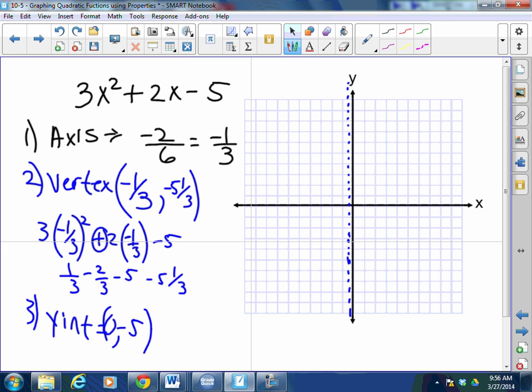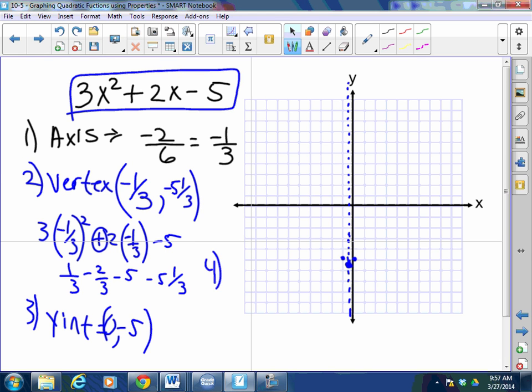So negative 5 1/3 would be 1, 2, 3, 4, 5, and a third. It's about right there, roughly. My y-intercept is 5. So that's 1/3 to the right, so go 1/3 to the left. Okay? And now, when I go ahead and graph that, it's going to be really inaccurate for the x-axis. That's why we can factor it.